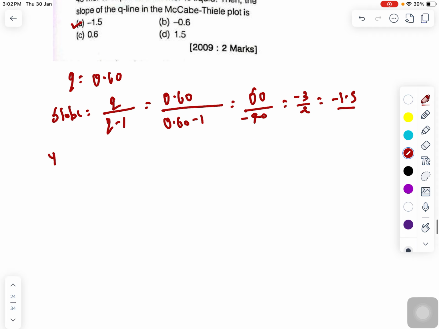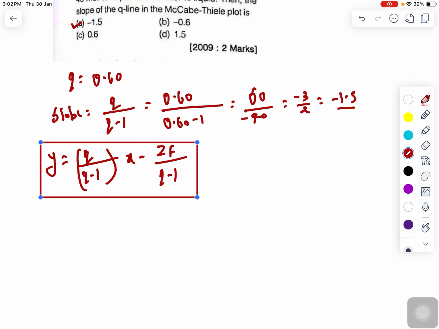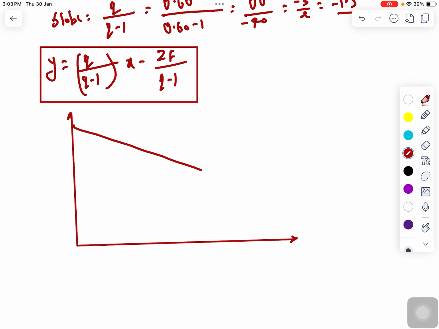So if you want to write the equation of the q line, it can be written as y = q/(q - 1) x - zF/(q - 1). So this one is the q line equation, and that is also called the feed line equation sometimes. So when we talk about this equation, you can see that this equation goes like that, having a slope and a negative intercept, something like that. So this equation looks that way.